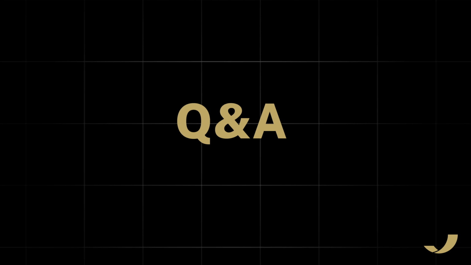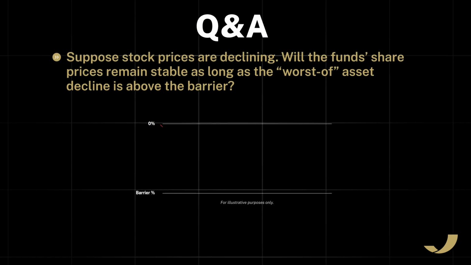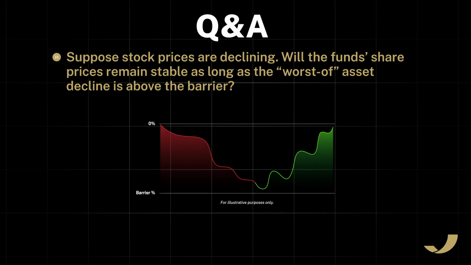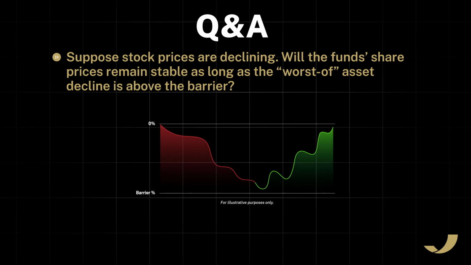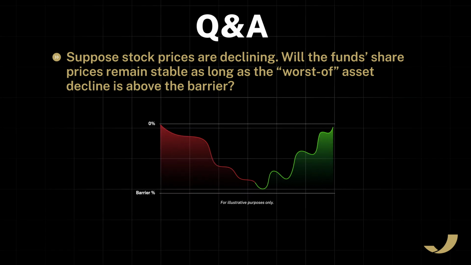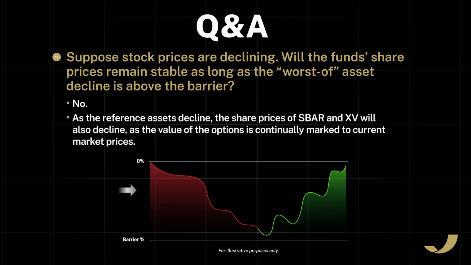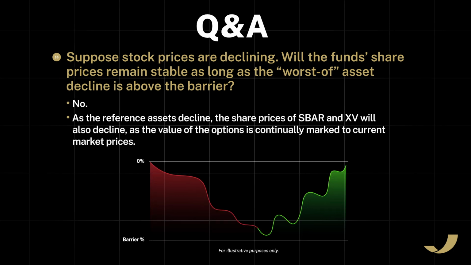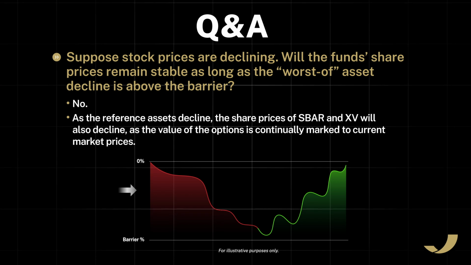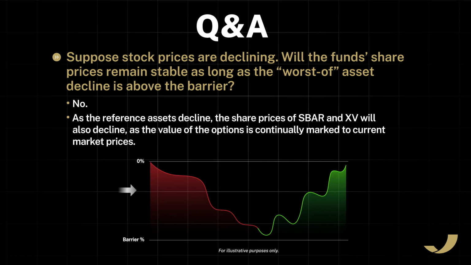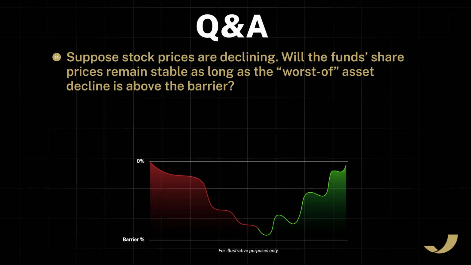Now for some Q&A. Suppose stock prices are declining. Will the fund's share prices remain stable as long as the worst of asset decline is above the barrier? No. As the reference assets decline, the share prices of SBAR and XV will also decline as the value of the options is continually marked to current market prices.